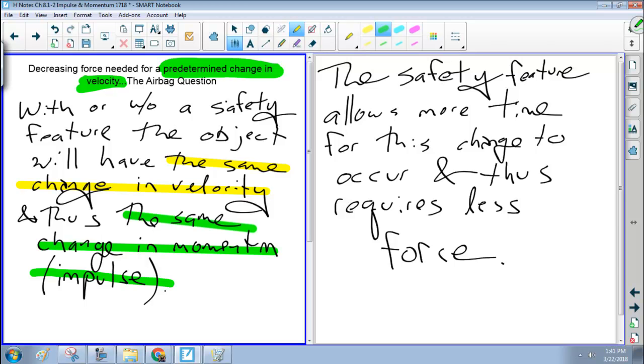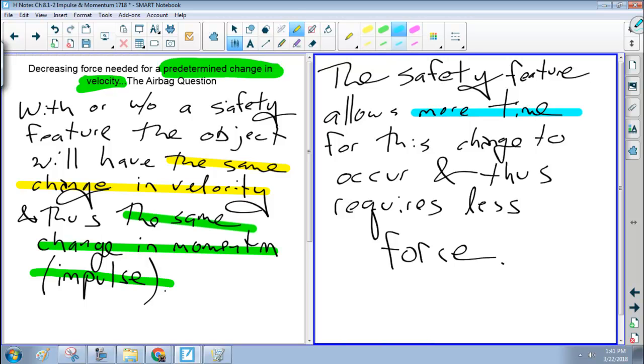If you skip this, then the rest of the argument doesn't work. Okay? Because the only reason more time means less force is because the change in momentum is fixed. So point number 3 is going to come from you telling me that there is more time for the change, and point number 4 comes from telling me that it requires less force. Cool.